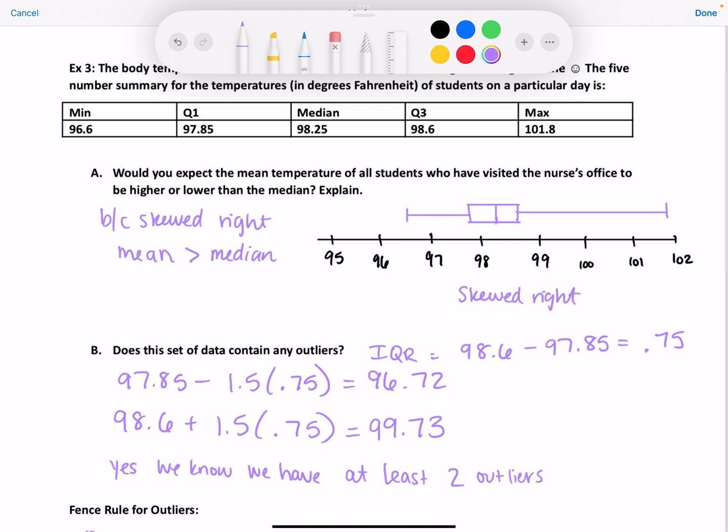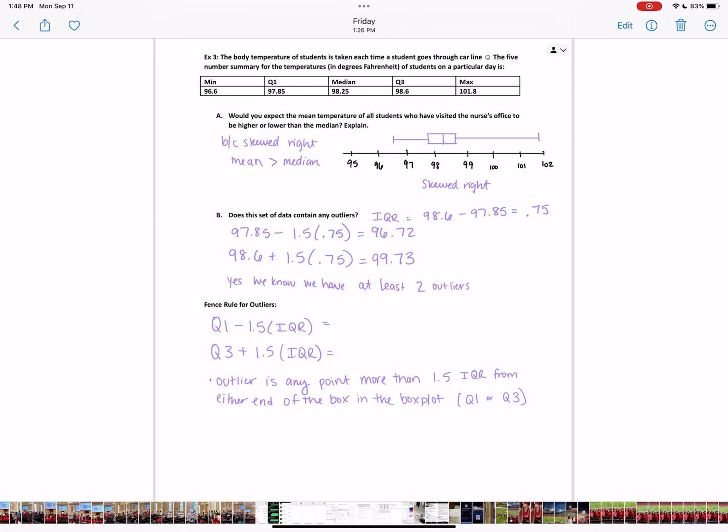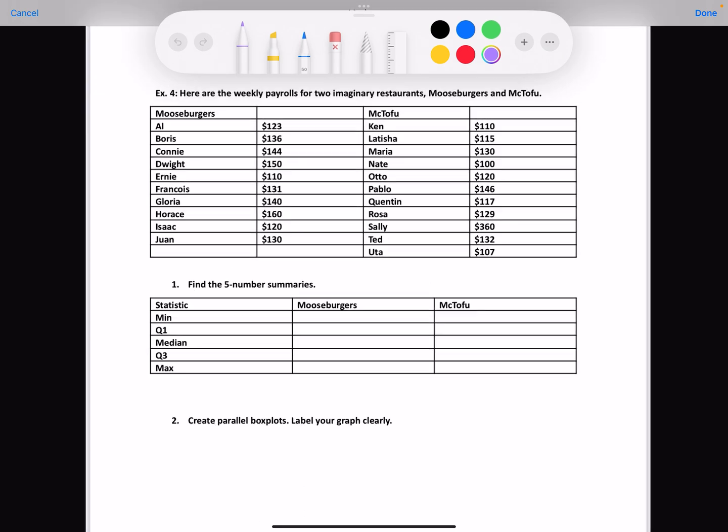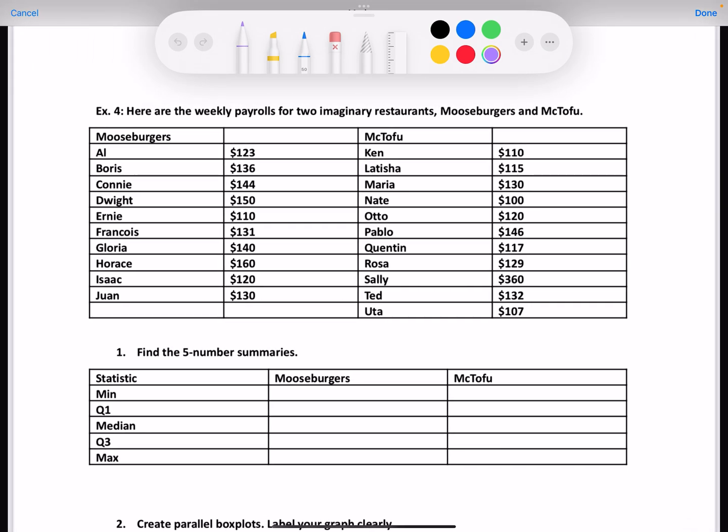All right, this next problem is moose burgers and McTofu. Yummy? Question mark? Literally. I mean, maybe, maybe not. Yummy for some people. All right, so you're going to need to do two separate lists for these. You're going to have one for moose burger, one for McTofu. Notice there are not the same amount of numbers in each one. That's completely fine.